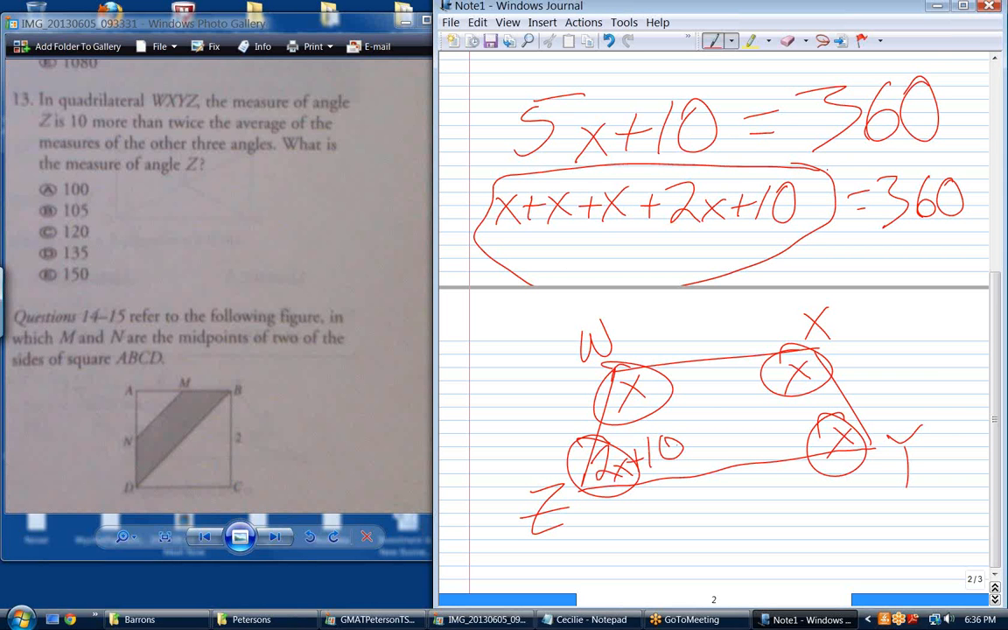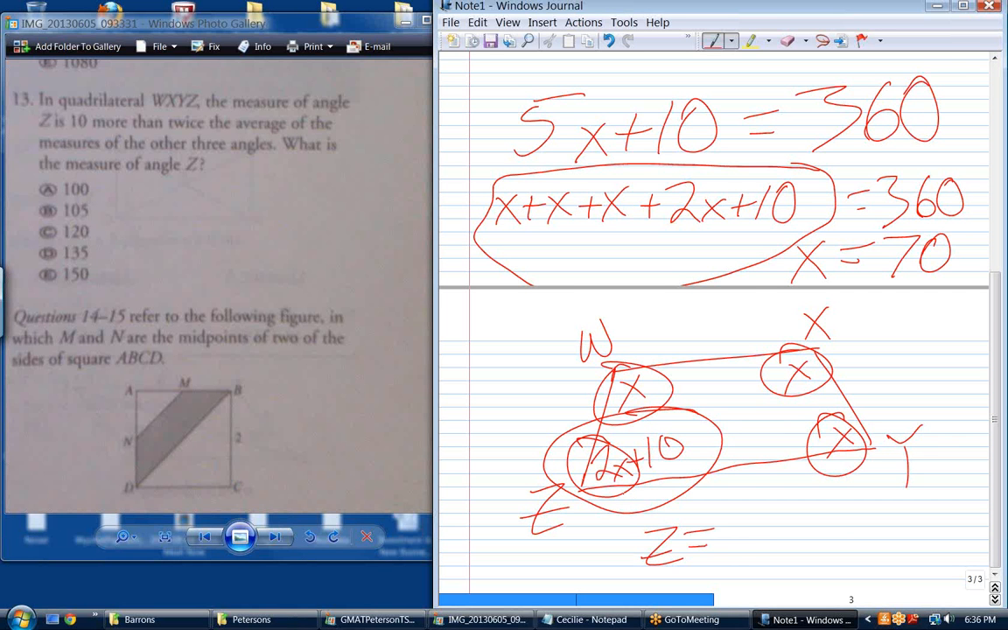So x is 70, if I solve that equation. So this angle right here has to be 150. So Z is equal to 2 times 70 plus 10.